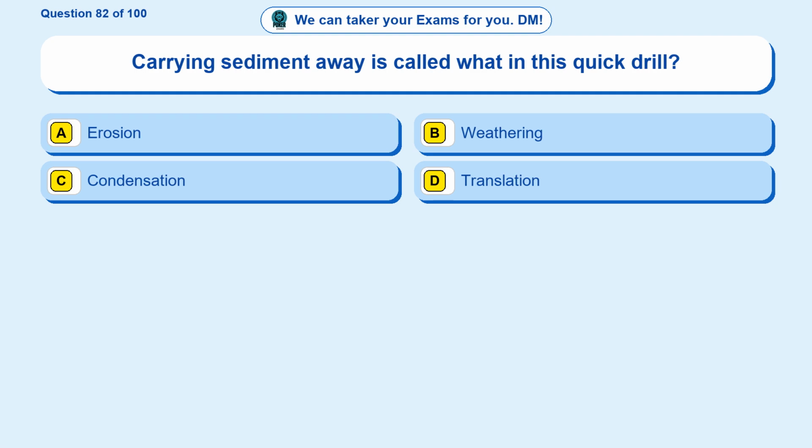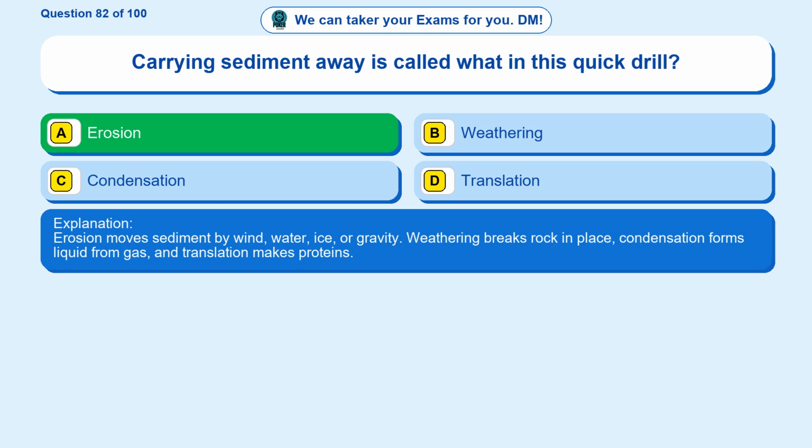Question 82. Carrying sediment away is called what in this quick drill? Option A, erosion. Option B, weathering. Option C, condensation. Option D, translation. The correct answer is option A. Erosion. Erosion moves sediment by wind, water, ice, or gravity. Weathering breaks rock in place, condensation forms liquid from gas, and translation makes proteins.